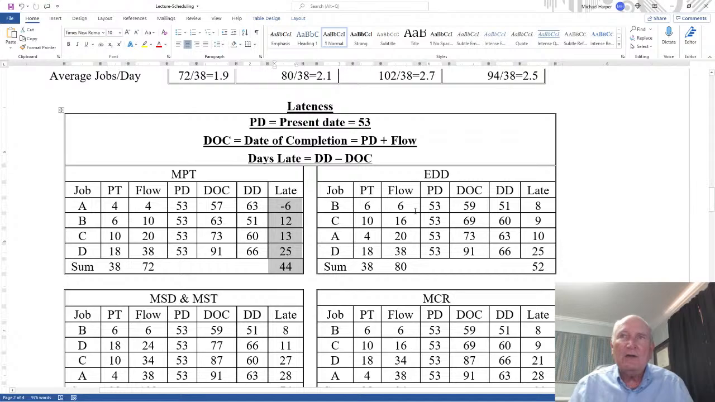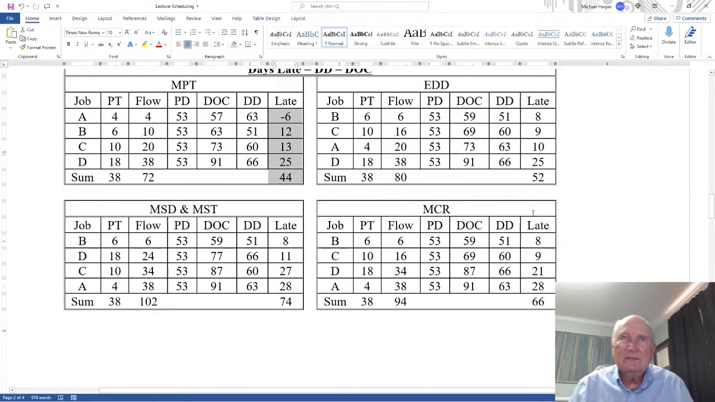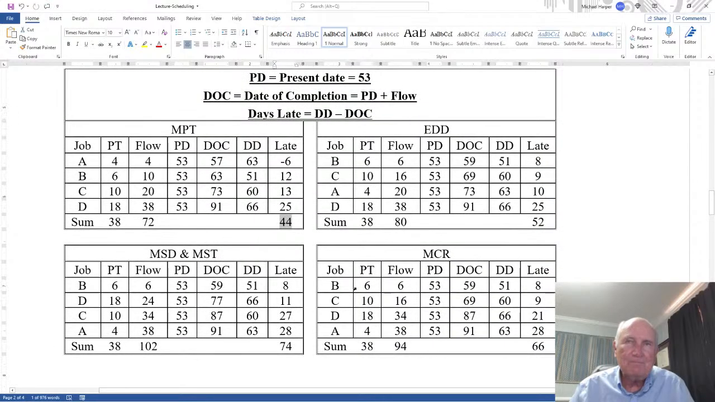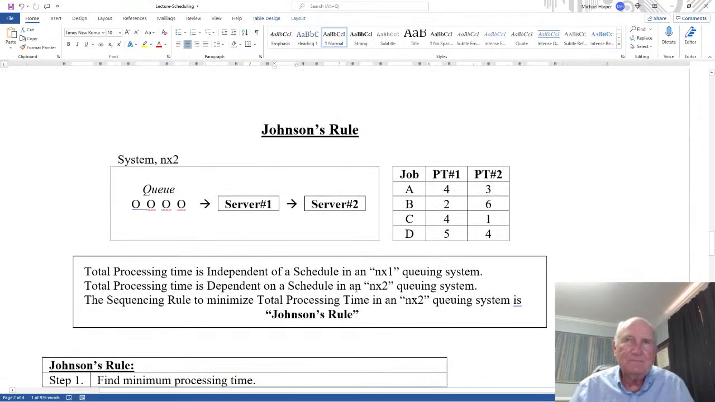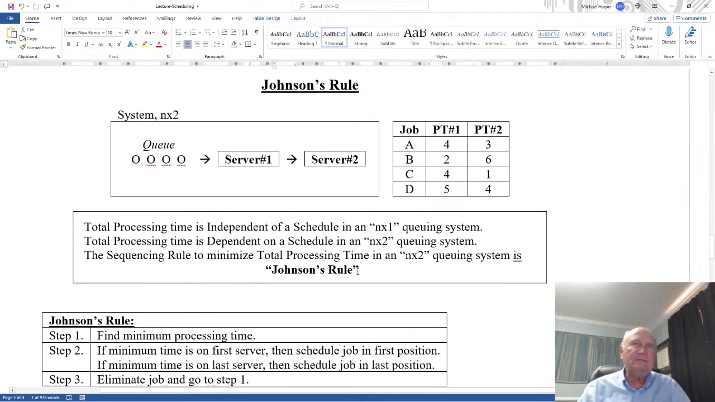Okay. I do the same thing for the earliest due date, the minimum start date and slack time, and the minimum critical ratio. And notice this is minimized right here with 44. Okay. Not always the case, but it will. In this case, it's the minimum. Okay. So there's lateness. Now let's move from an n by 1 system to an n by 2 system.